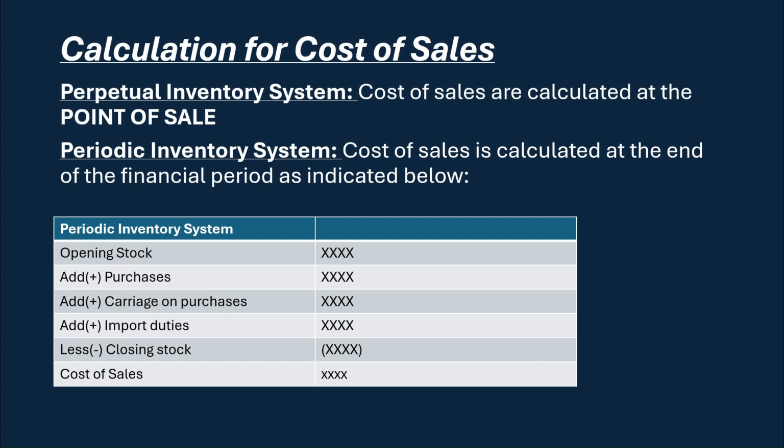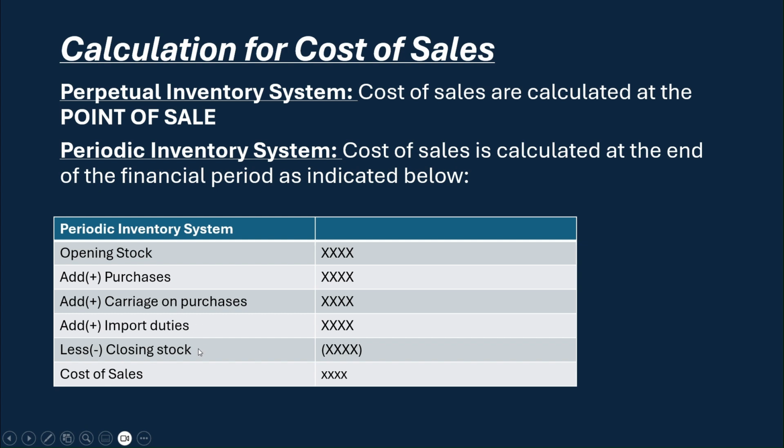So on this table here, we have how they would check the stock that they have in the business by using the periodic inventory system. This is how they do it. They will first have the opening stock. Then they add the purchases, so the trading stock that they bought from suppliers, they add it to the stock that they already have. If there are any carriages, they also add them to the purchases. Also, if there are import duties, they add them to the value.